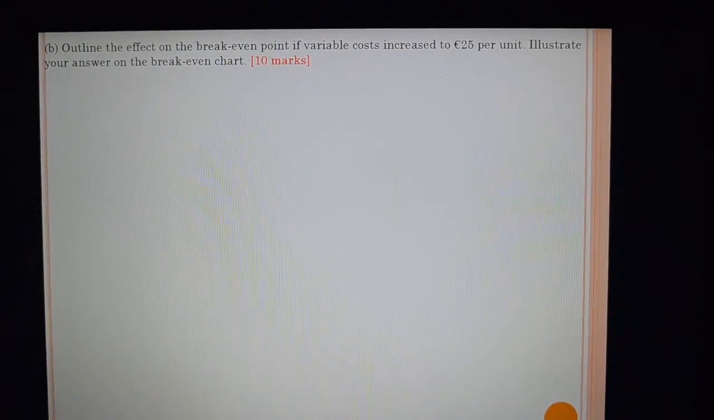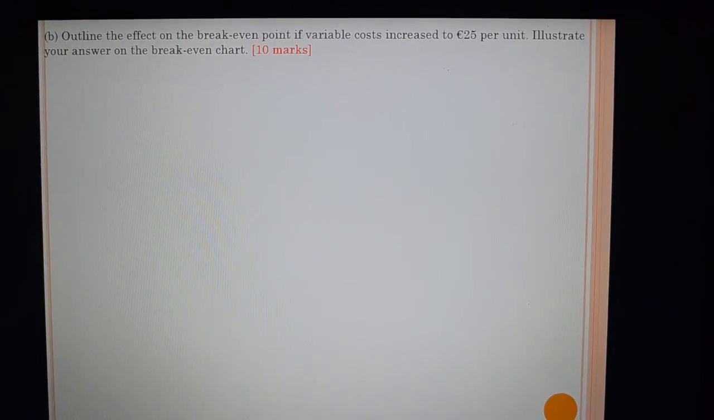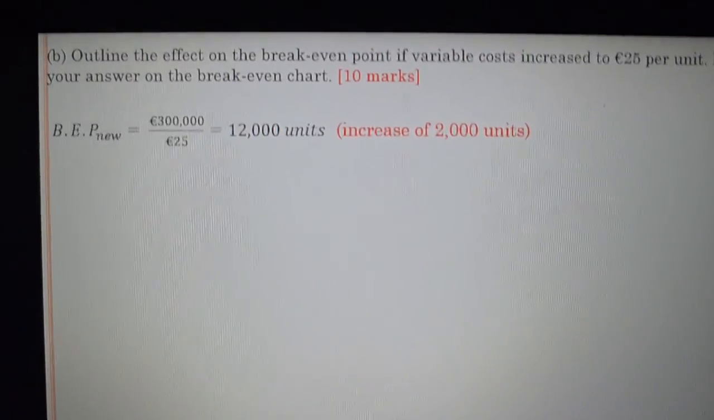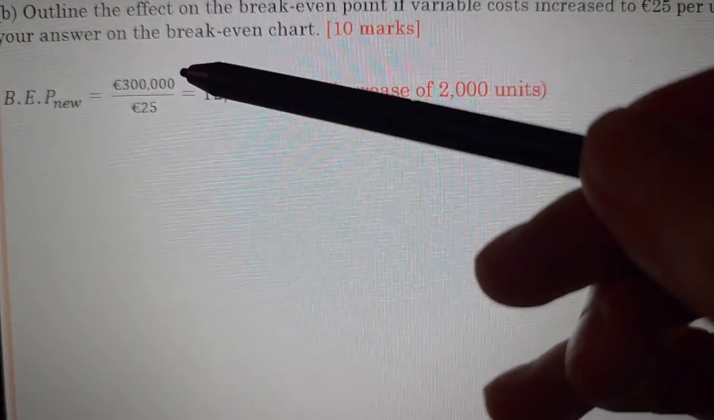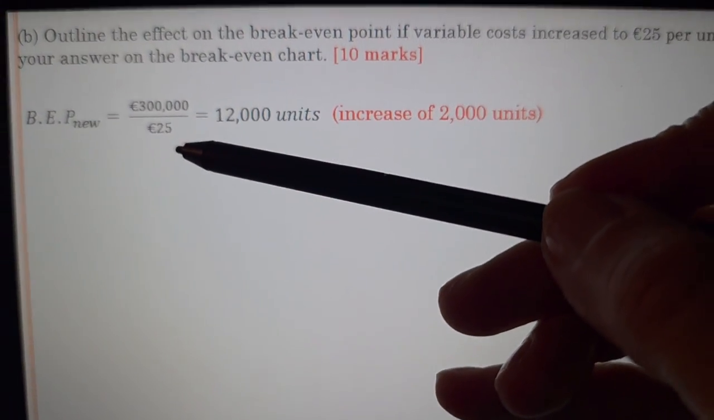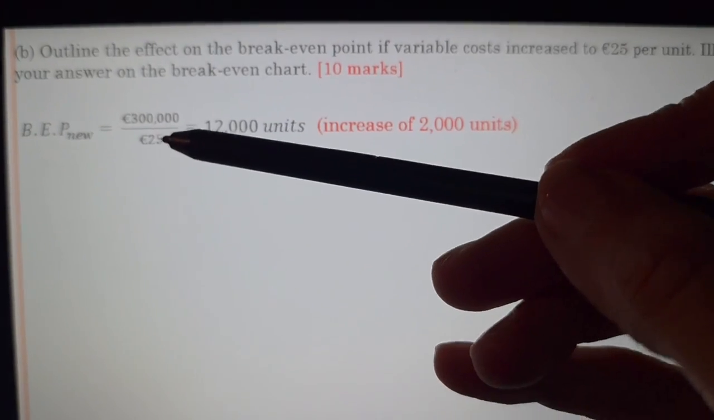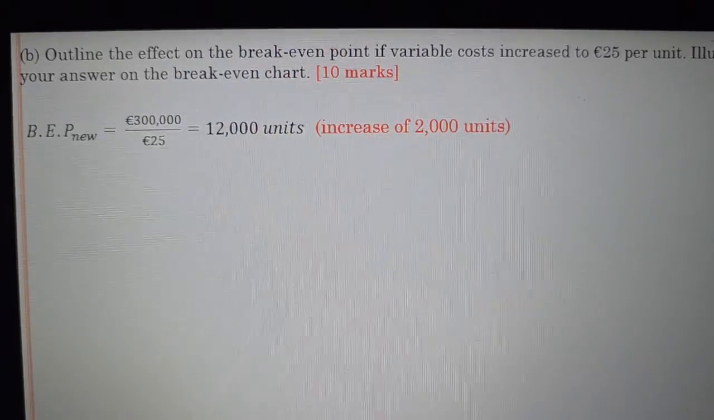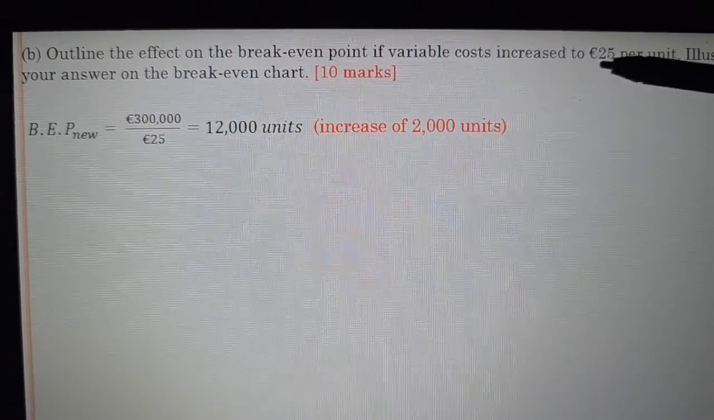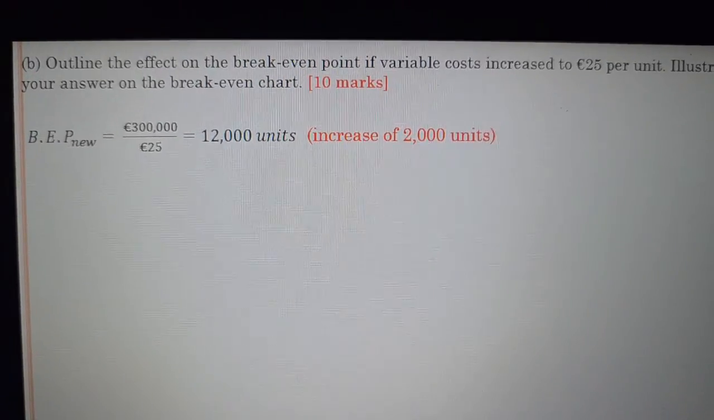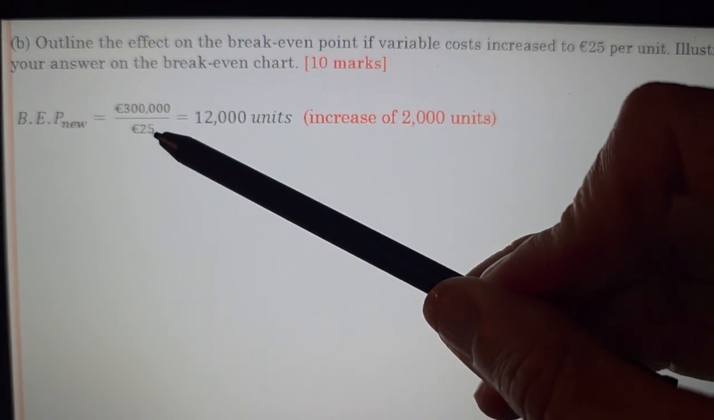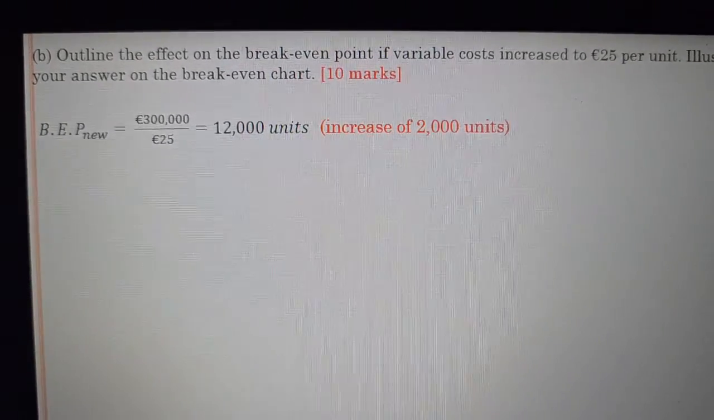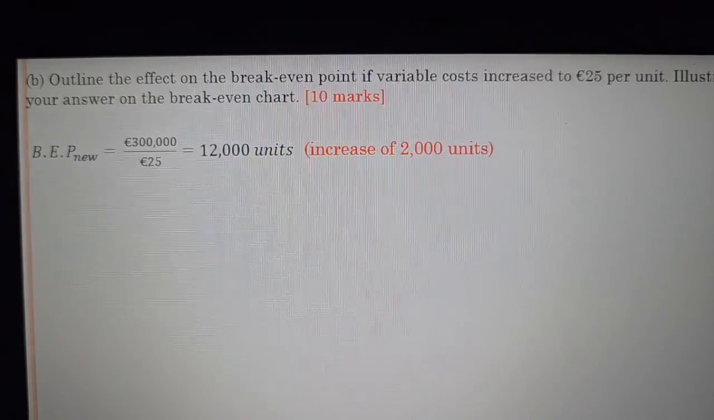So I'm going to recalculate my break-even point because obviously if my variable costs are changing, my break-even point is going to change. Right, so this is my new break-even point. It's fixed costs divided by your contribution per unit. Again, how did I get the contribution per unit? It's selling price, take away your variable cost per unit. Selling price was €50. Take away the new variable cost per unit, which is €25. 50, take 25, leaves you with 25. So now my new break-even point is 12,000 units. That's an increase of 2,000 units from part A of the question.